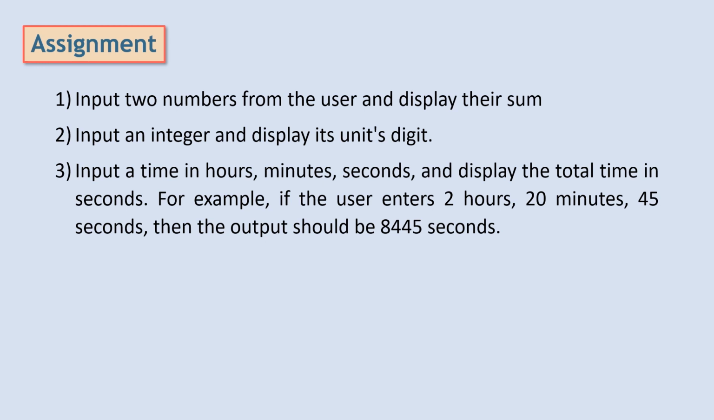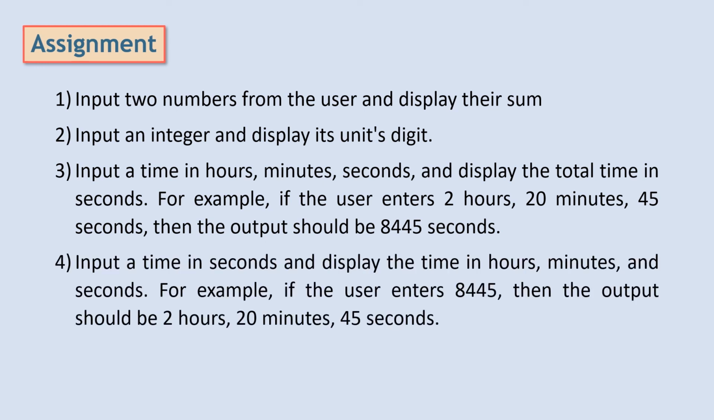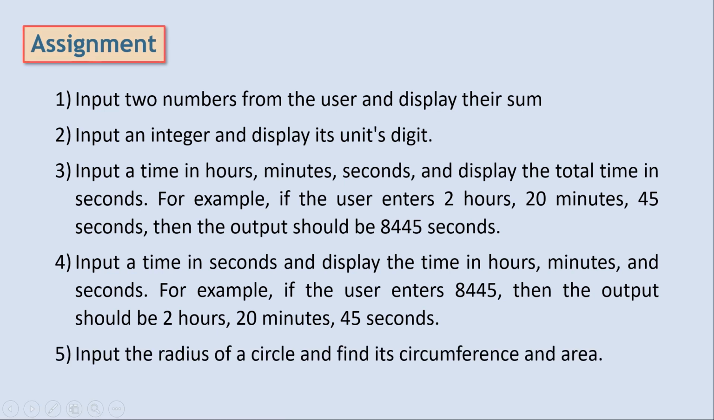Fourth, input a time in seconds and display the time in hours, minutes and seconds. This is just opposite of the third program. In this program, if the user enters 8445, then the output should be 2 hours 20 minutes 45 seconds. And fifth program, to input the radius of a circle and find its circumference and area.